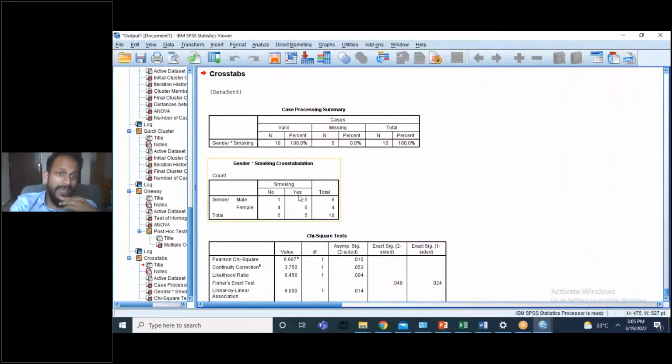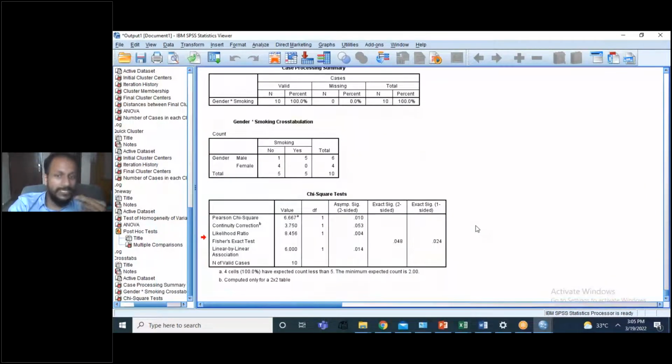The data says that out of 6 males, 5 of them smoke, 1 doesn't smoke. Out of 4 females, none of them smokes. Okay, that is all 4 don't smoke. Now to check out, can I generalize? By taking a hypothesis, you have to look out for the p-value.